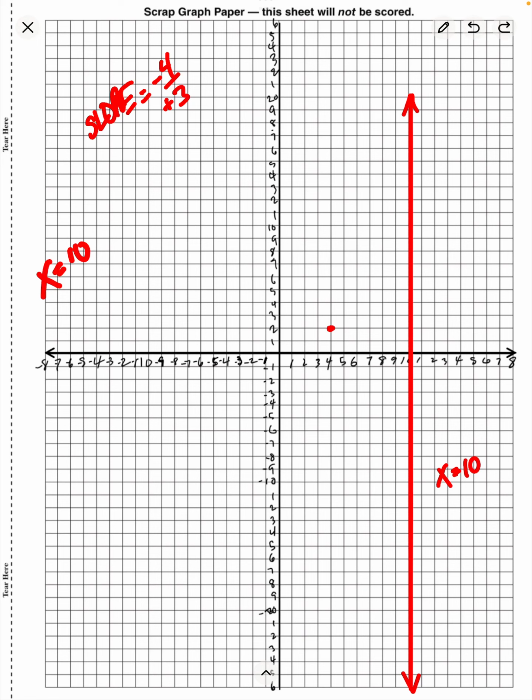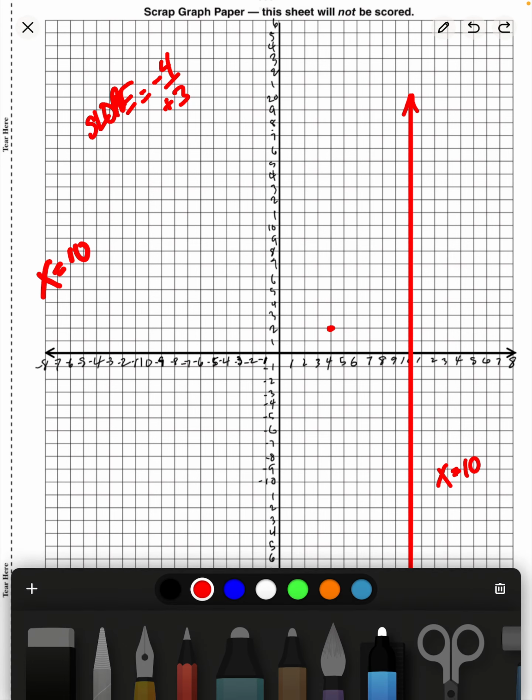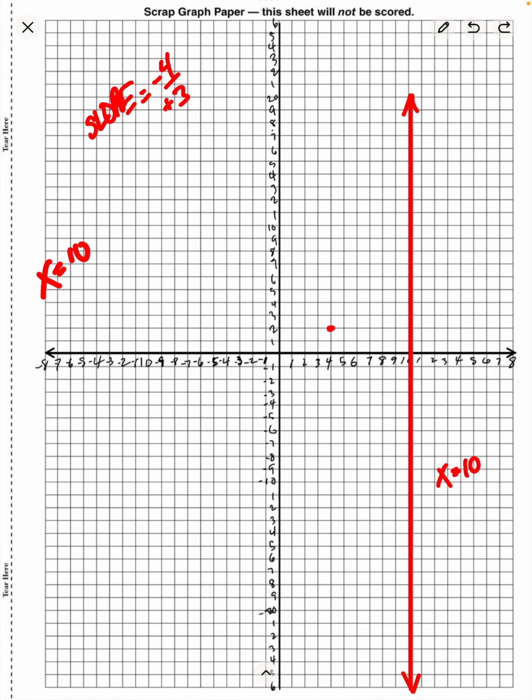We're going to use the slope. So I'm going to use a different color. We're going to go down 4: 1, 2, 3, 4. We went down 4, and now we're going to run to the right 3: 1, 2, 3. So that's the first iteration.